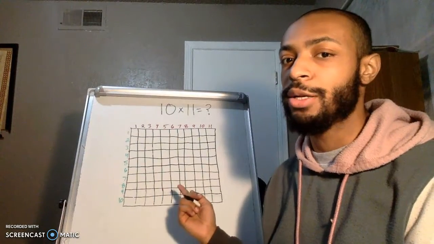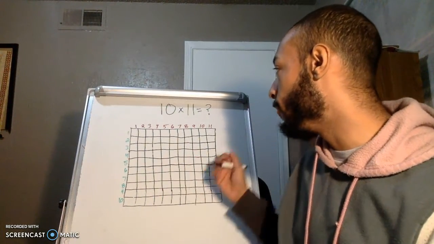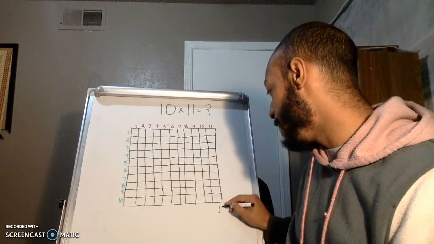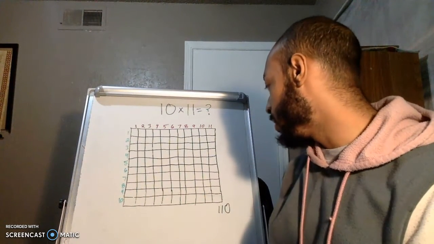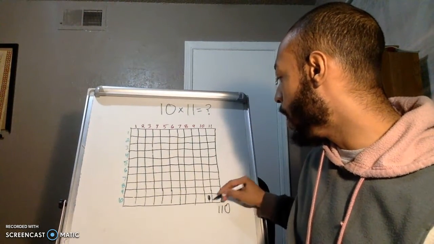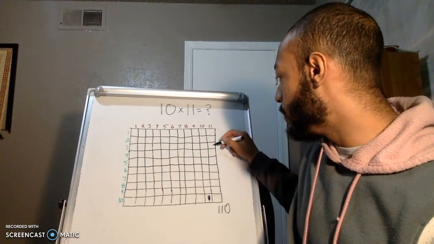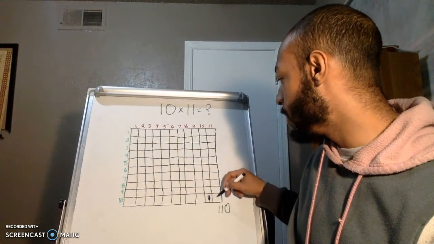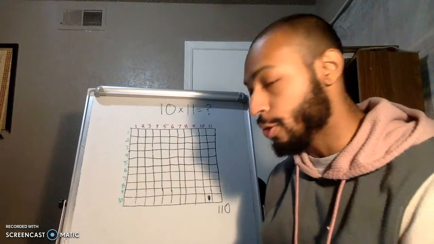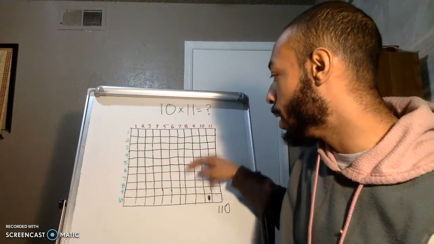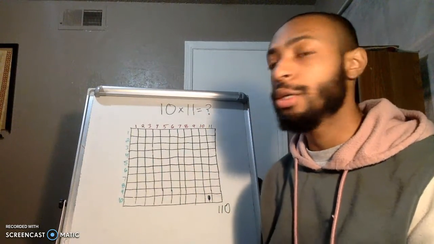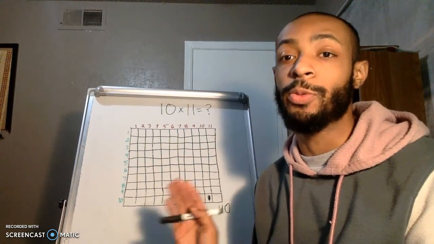So what I could do from here is go through and count all of them. For the sake of time, I don't want to do that. But I know that I'll get 110 because I know that 10 times 10 is 100. And then I can just count 1, 2, 3, 4, 5, 6, 7, 8, 9, 10 more. So I would have 110. You can color in each individual box a different color, but that's the main gist of how we use rectangular arrays to solve multiplication problems.